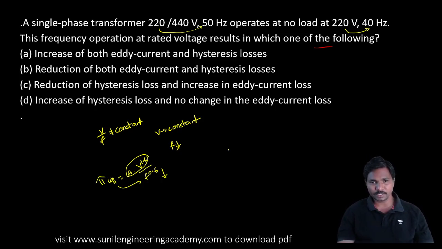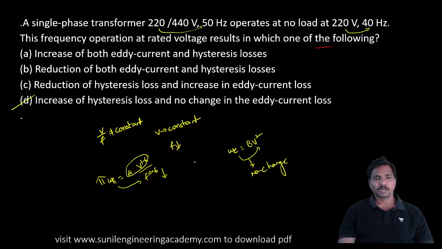And coming to the next one, eddy current losses. If V by F is not constant, then W_e is proportional to V square. It depends only upon voltage. So whether frequency increases or decreases, there is no change. So increase of hysteresis losses and no change in the eddy current losses. I have given this table: if V by F is constant, what are the hysteresis and eddy current losses, and if V by F is not constant, what are they? That was in the previous session, so please try to watch that one, then you will get this very easily.